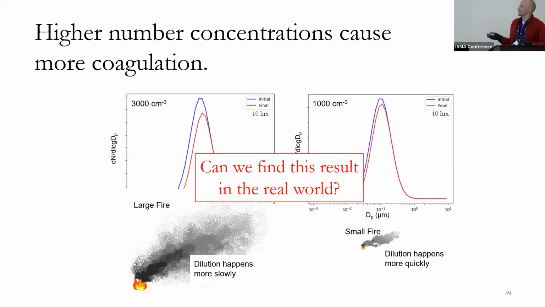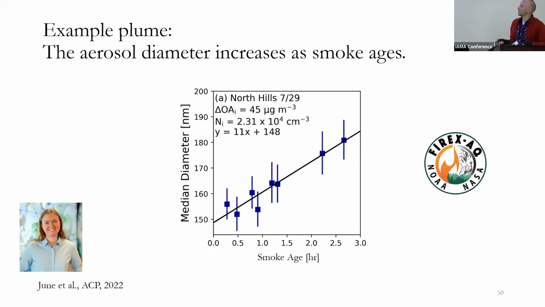So what Nicole did is try to find this result in the real world. She went into FIREX-AQ data and found 8 cases where there was some sort of pseudo-Lagrangian sampling of fires as a function of age. This is smoke age for one specific case where there are 8 different times the plane crossed the plume downwind.